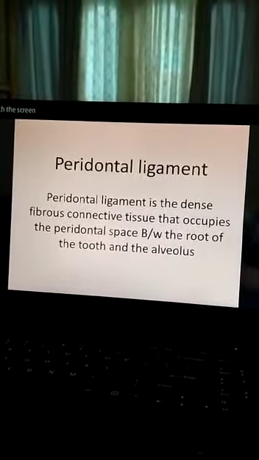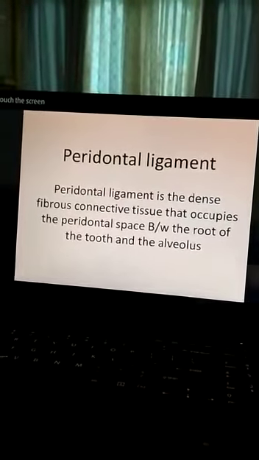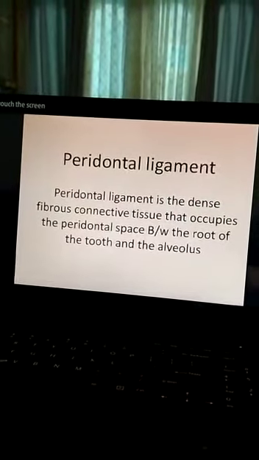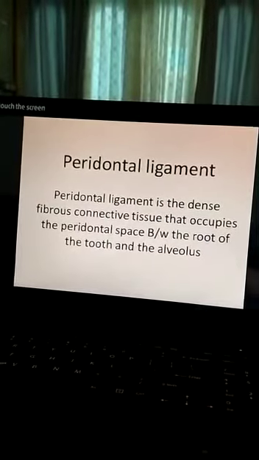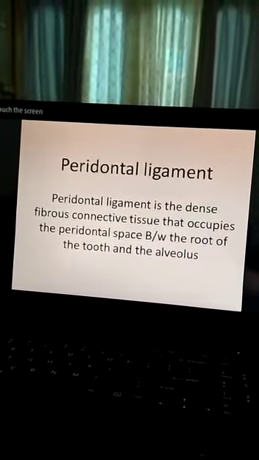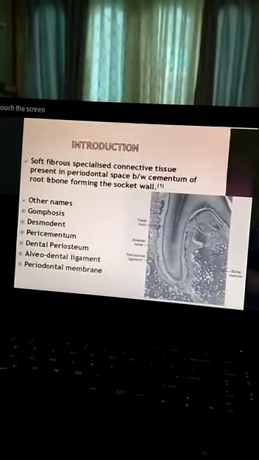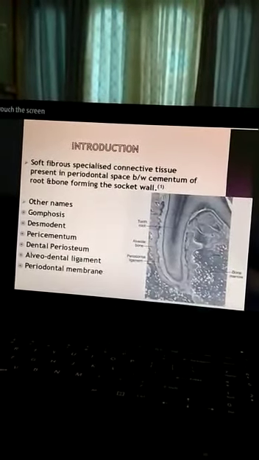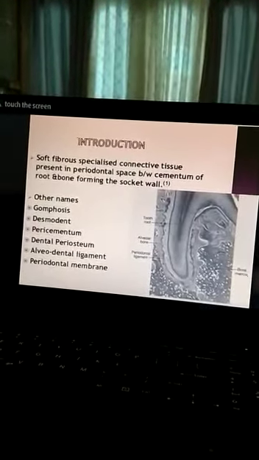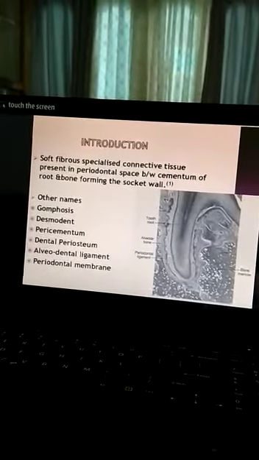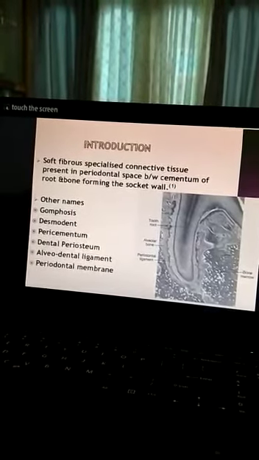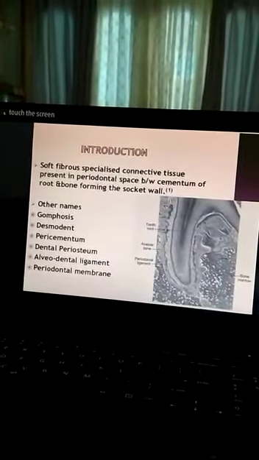Periodontal ligament. The periodontal ligament is the dense fibrous connective tissue that occupies the periodontal space between the root of the tooth and the alveolus. Other names of the periodontal ligament are gomphosis, desmodont, ligamentum dentis, periodontium, alveolodental ligament, and periodontal membrane.